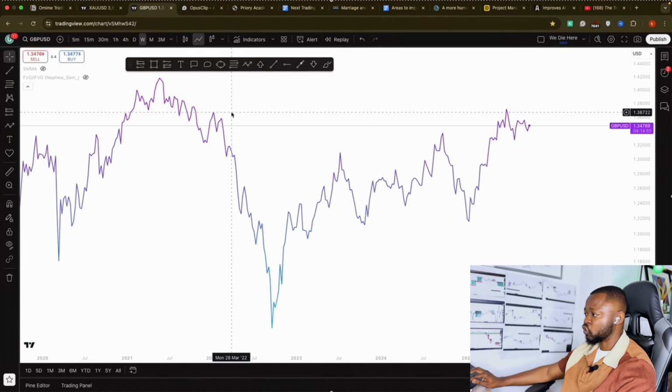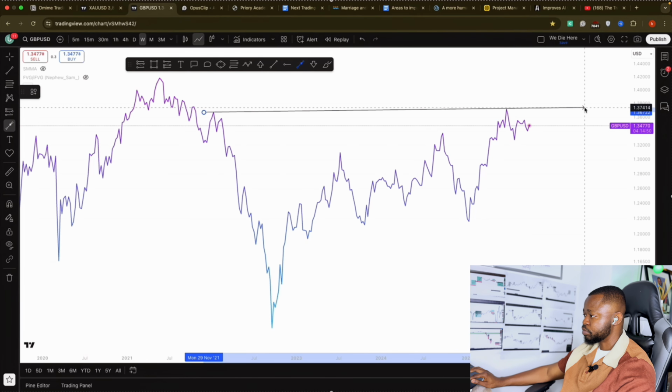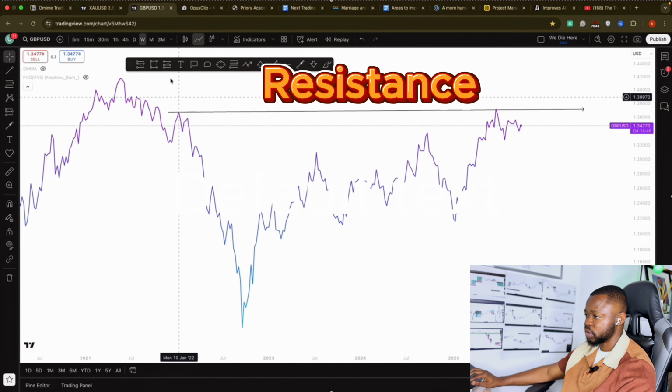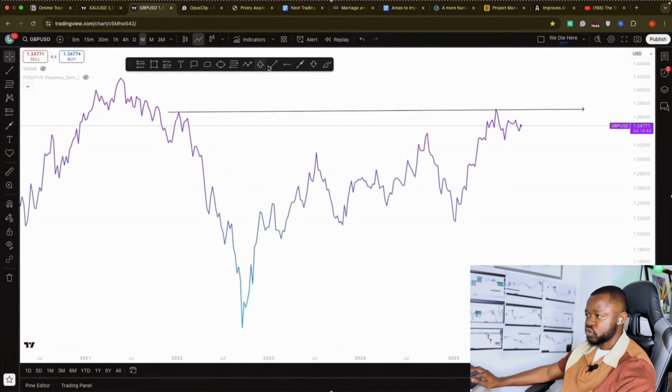So on the weekly time frame currently, what do I see here? I can see we have this area being respected. So now this is a support, this is a resistance zone. So I can also see that we have this area here being respected. So this is the support zone on the weekly time frame.